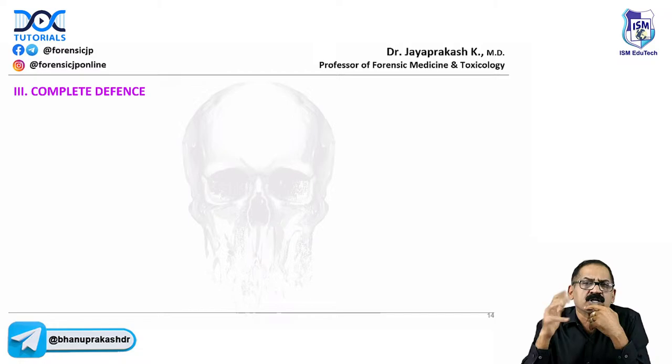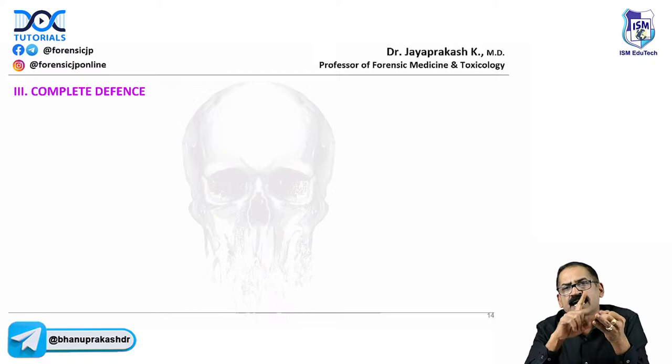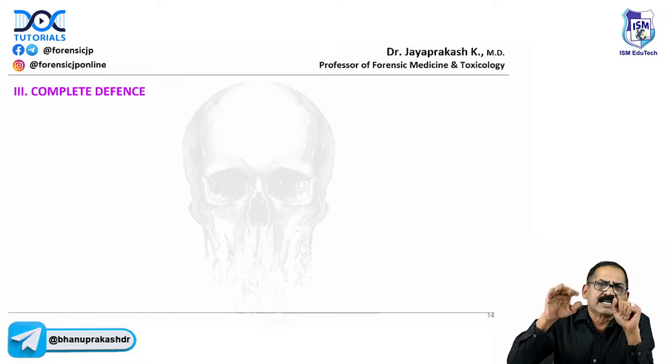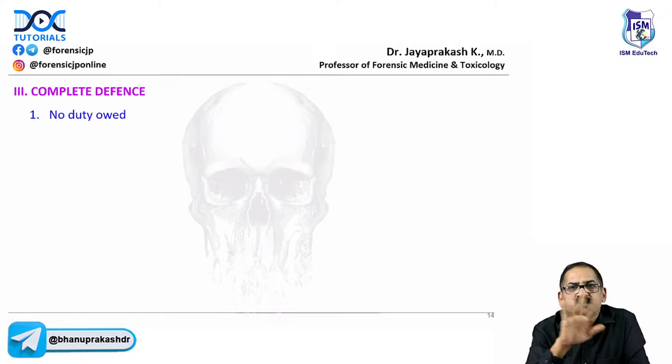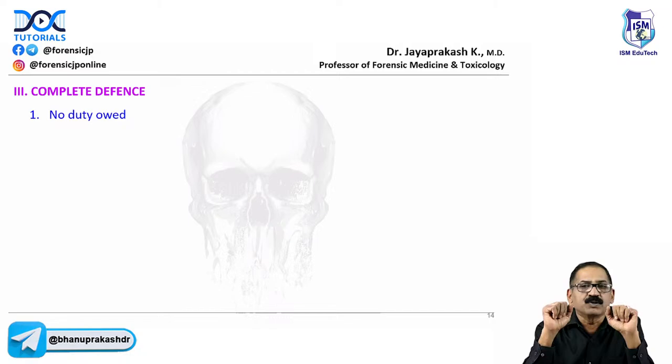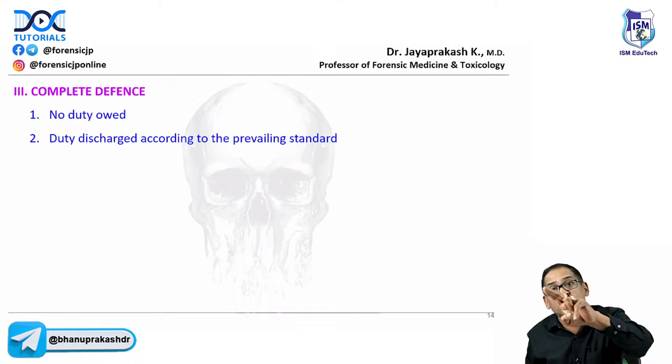When you know the ingredients of medical negligence, the ingredients are duty, dereliction, direct causation, damage, reasonable foreseeability. You tell that, hey, I never treated you. How can you sue me in a court of law? No duty owed. Number two, yes, I treated you, but I treated according to the prevailing standard. I have shown reasonable care and reasonable skill. There is no dereliction.